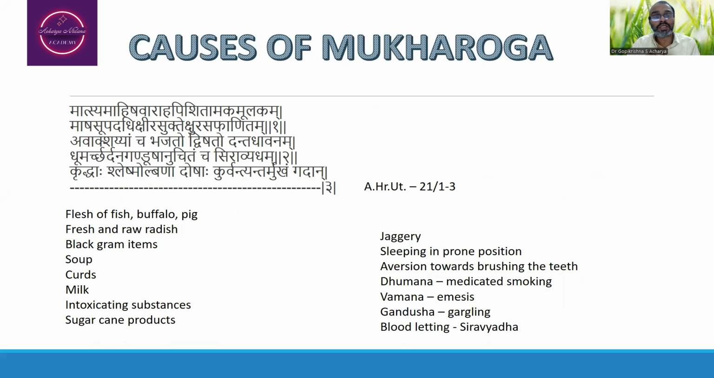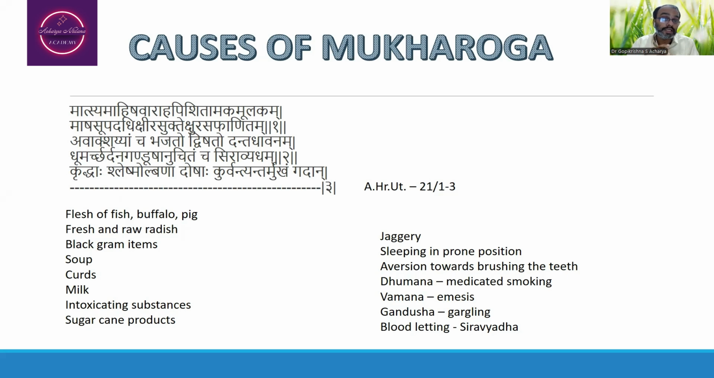Regarding the possible causes of affliction of the Asya, they are mentioned in Ashtanga Hridaya, Uttara Tantra, 21st chapter. Matsya Mahishavaraha Pishitamakam Mahashasupadadikshira Shuktekshu Rasapanitam Avakshayam cha bhajato dvishato dantathavanam Dhumachardana Gandusha Anuchitam cha sirabhyadham Kruddhaha Shleshmolbana Doshaha Kuruvantyantar Mukham Gadan. These are the possible causes.